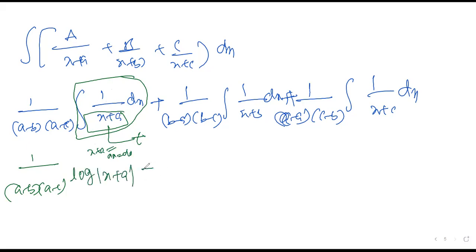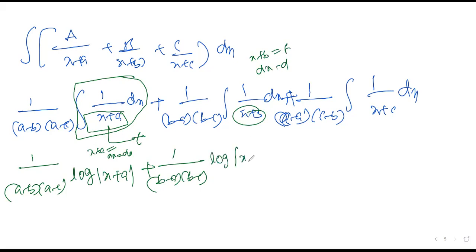Clear? Plus 1 by (b minus a) into (b minus c). Here also the same: x plus b is equal to t, so dx is equal to dt, and dt by t gives log t. So directly I'm writing log of x plus b, because we already did it many times. I don't want to write the entire thing right now. In an examination we have to write very clearly, because assumptions play a major role in the answer calculation.